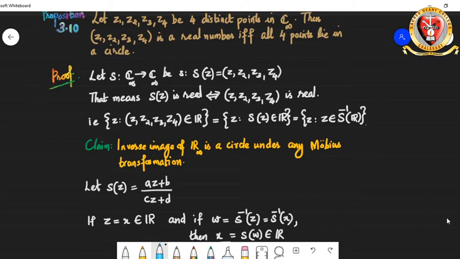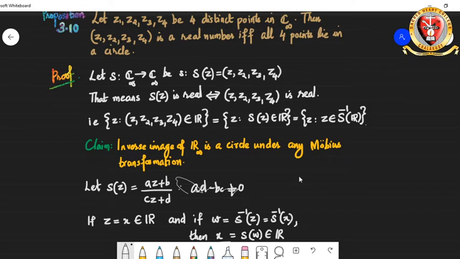Take any Mobius transformation. So for that, let S of Z be equal to a Mobius transformation, AZ plus B divided by CZ plus D, and you know that definitely here AD minus BC will be not equal to 0.